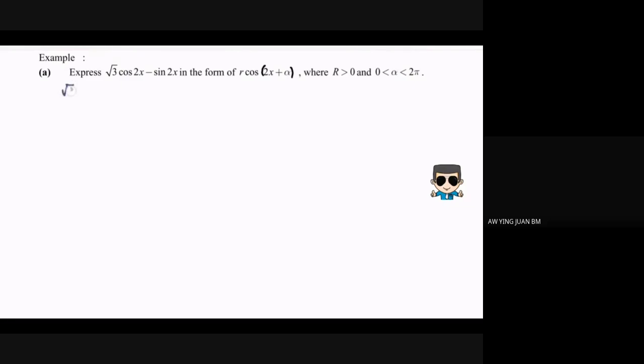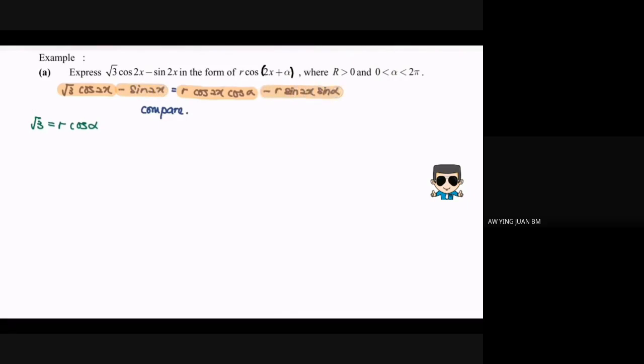So the question asks us to express in the form of compound angle. So square root of 3 cos 2x minus sine 2x equals to r cos 2x cos alpha minus r sine 2x sine alpha. Next, I'm going to compare. By referring to square root of 3 cos 2x, compare with r cos 2x cos alpha, and we will have square root of 3 equals to r cos alpha. Next, we have negative sine 2x equals to negative r sine 2x sine alpha. So we will have 1 equals to r sine alpha.